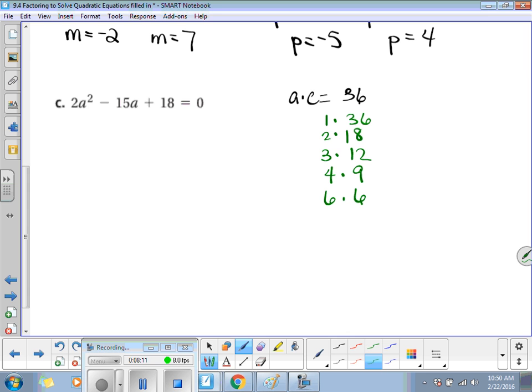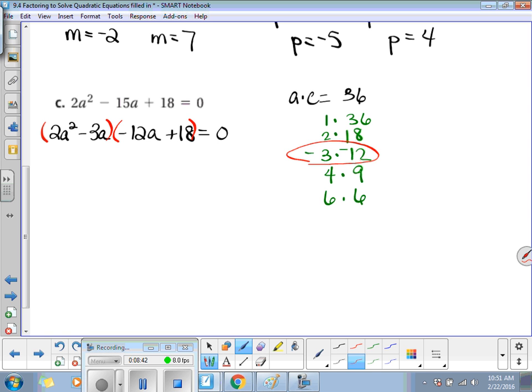Now, we want to get a negative 15. So those are the factors that we're going to use. So we put those back into our equation. So we've got 2a squared minus 3a minus 12a plus 18 is equal to 0. And now we'll group. So when we group, we're going to go ahead and group those two and those two.